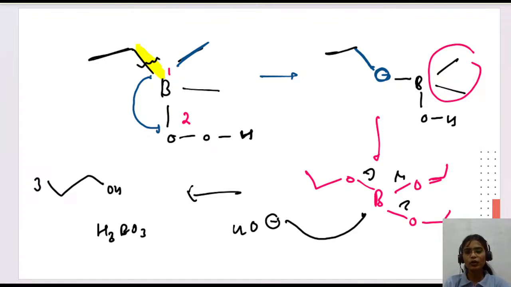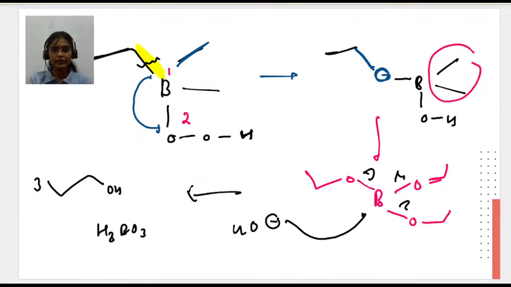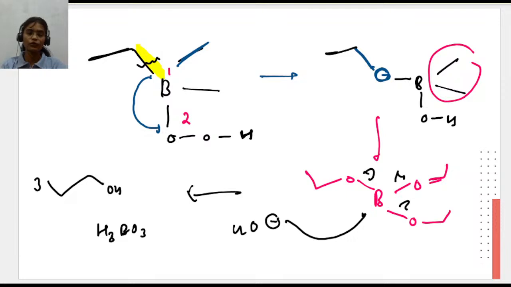Okay, so I hope now the mechanism is clear, how it actually follows. Simply, it is able to replace three alkyl groups. Okay, Harish, are you getting my point? Very good, Tarun.